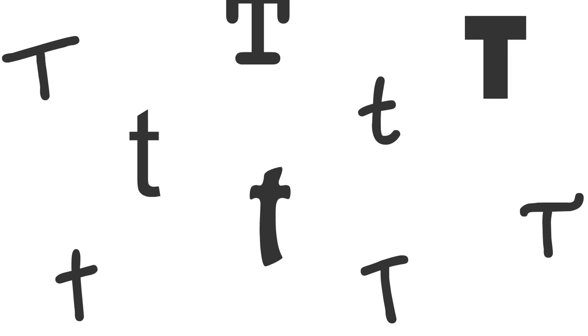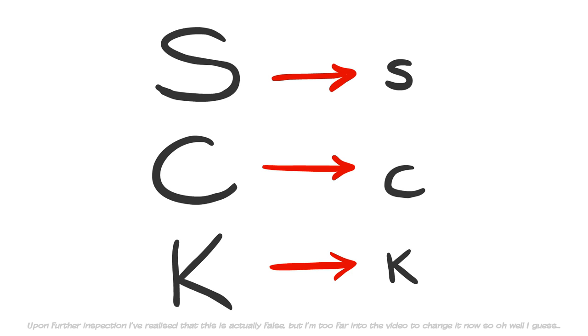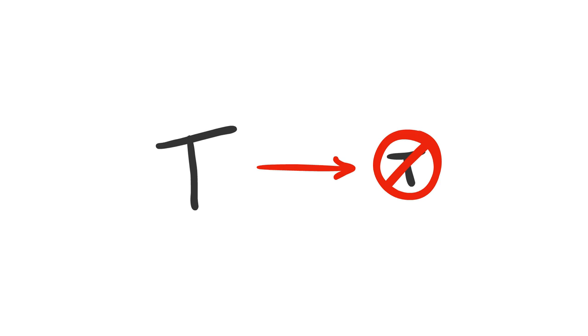B. T. I like T. You know why? Because while most other letters just make themselves smaller to become lowercase, T was like, nah, I'm gonna be different. You know how you make a capital T lowercase? You just take this and you move it down here. I know. Incredible.